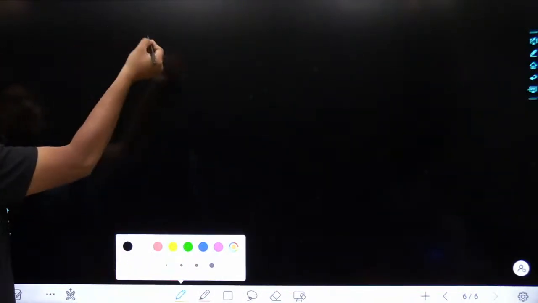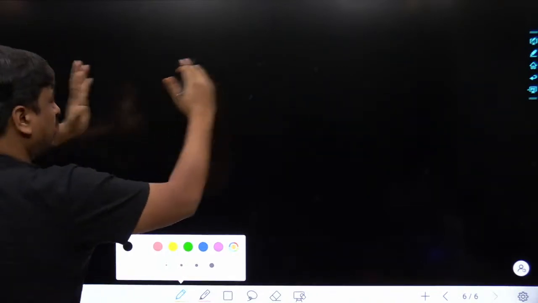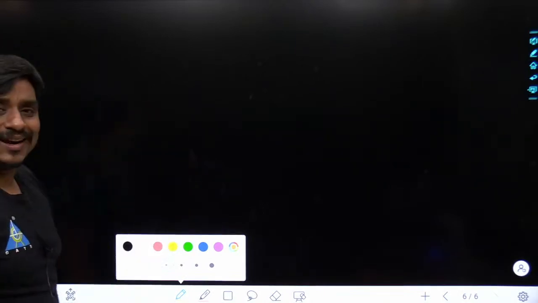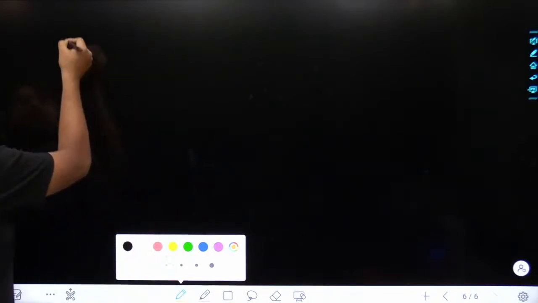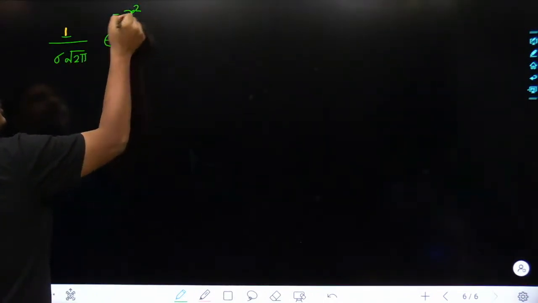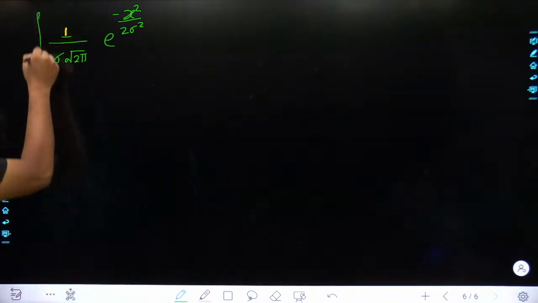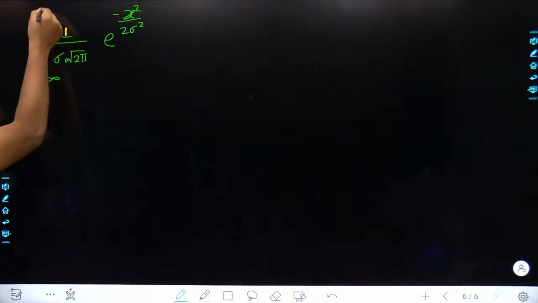rather than taking mu as an unknown quantity, I would take mu as 0, because in all cases of mu, the complete curve is just shifted either towards the left-hand side or the right-hand side. The area is not going to change, as you can see over this structure. So the curve is 1 divided by sigma root 2 pi, times e raised to the minus of x square divided by 2 sigma square. This is my function, which has values from minus infinity to infinity.